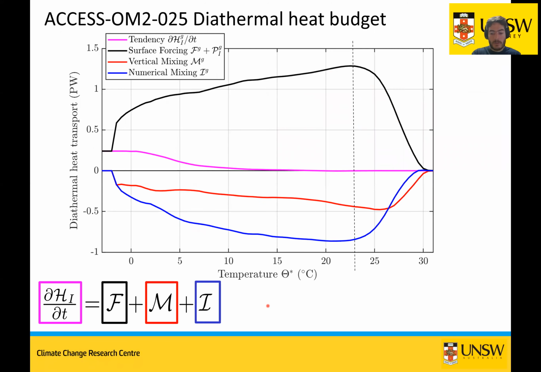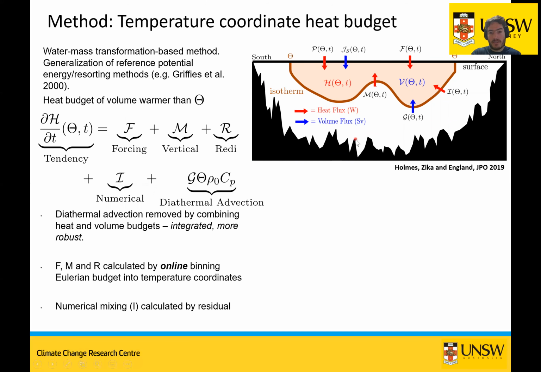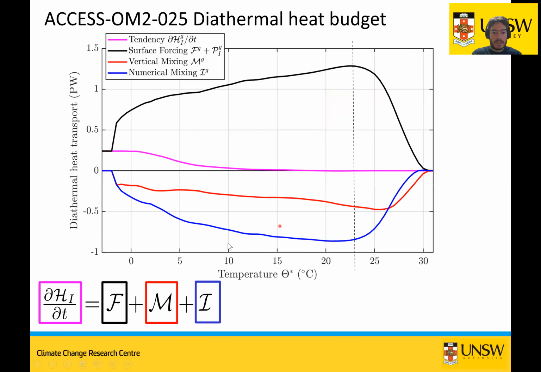So here's a picture of what we get for this. You can think of it as a value for each isotherm in the ocean. We've got temperature on the x-axis, and what I'm showing you is heat transport in temperature coordinates due to each of these different terms. The positive term is an upgradient heat flux, so that's acting to increase temperature contrast in the ocean.